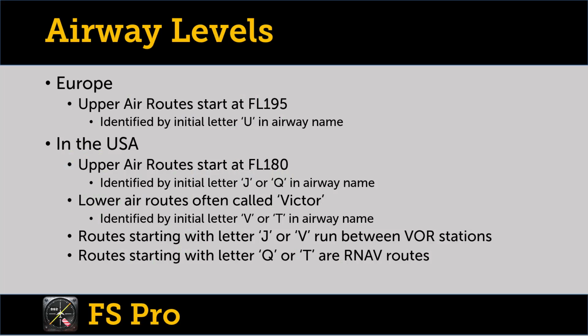In the USA, upper air routes start at flight level 180. Airway names consist of a single letter, either J or Q, followed by some numbers. Lower routes, often referred to as Victor Airways, begin with the letter V or the letter T, followed by 1 to 3 numbers. Let's look at an example.